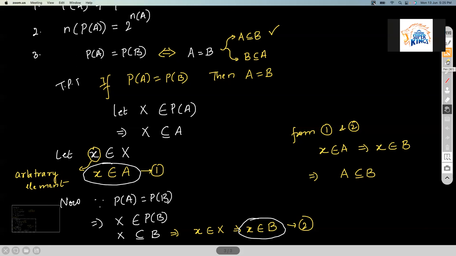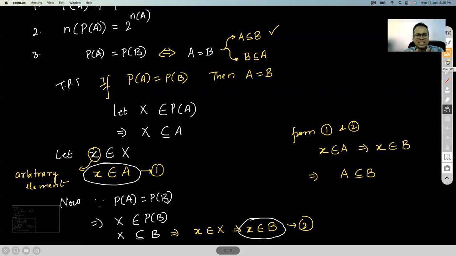Can't you just directly show that the largest element in P of A and P of B are equal? X belongs to P of A, and the cardinal number of X is equal to A, and you do the same thing for B. And if you show that X is equal to, suppose, Y, then doesn't it prove that A equals B?